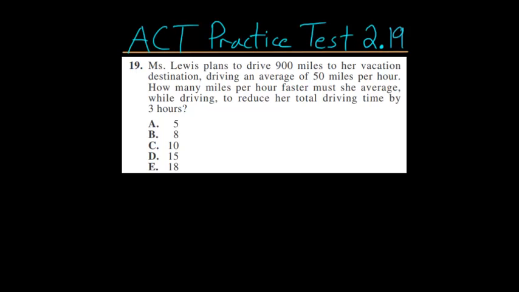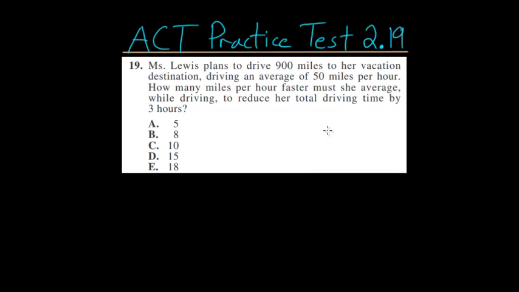For the 19th problem on the second ACT practice test, Miss Lewis plans to drive 900 miles to her vacation destination, driving an average of 50 miles per hour. How many miles per hour faster must she average while driving to reduce her total driving time by 3 hours?